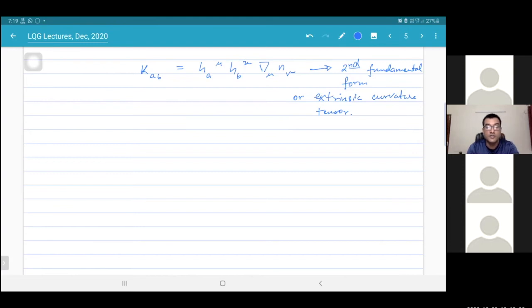Yeah, so chapter 10 of Wald is about the initial formulation of general relativity, the initial value formulation. So that means basically the Hamiltonian framework. Let me share my screen and show you these pictures, because Wald has been really nice.